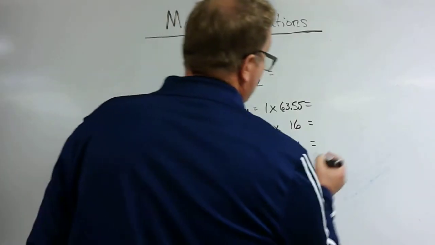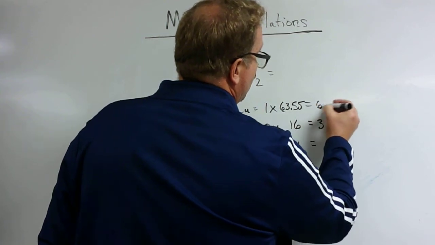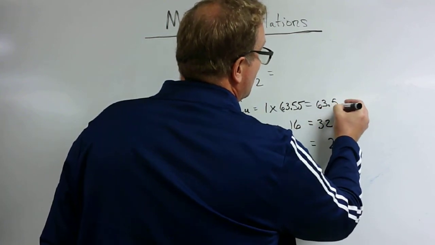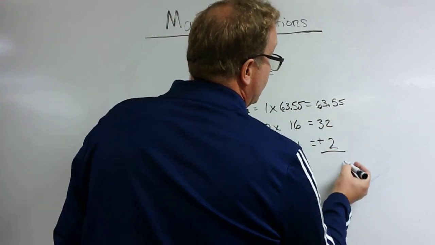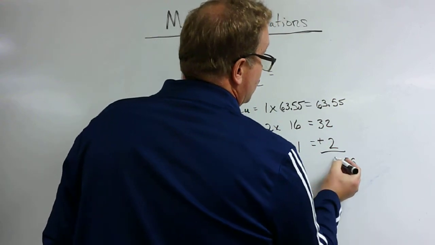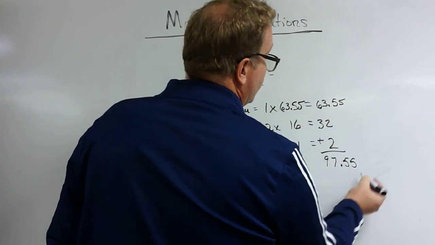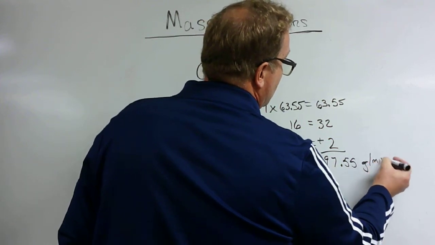And then I just go 2 times 1 is 2, 2 times 16 is 32, and I got a 63.55 as far as my mass here. If we add it up, it's going to be 797.55 grams per mole.